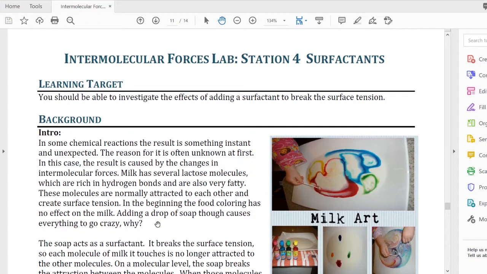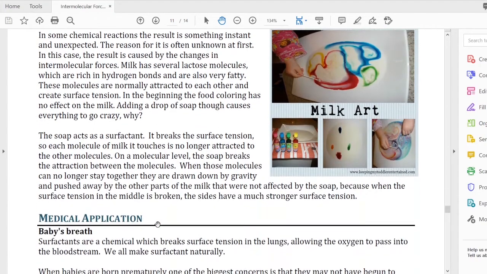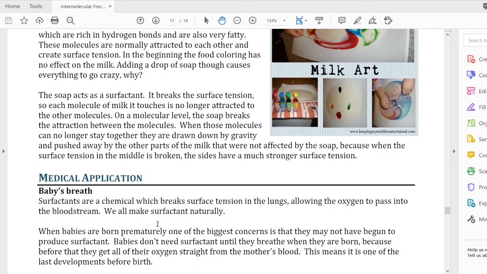So think about, what did soap do to water? What is it going to do there? Okay. And so when we think about medical, we can think about this with a baby's breath, okay? So surfactants are a chemical which breaks surface tension in the lungs, allowing the oxygen to pass into the bloodstream. And we all make surfactant naturally. And then think about it.